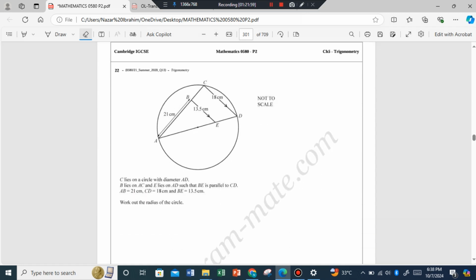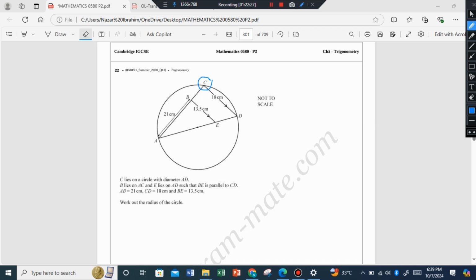question number 22, we are having a circle which we can see over here. C lies on a circle, right? This point C lies on a circle with diameter AD. Diameter is twice the radius, which is AD. B lies on AC and E lies on AD, such that BE is parallel to CD. Work out the radius of the circle.